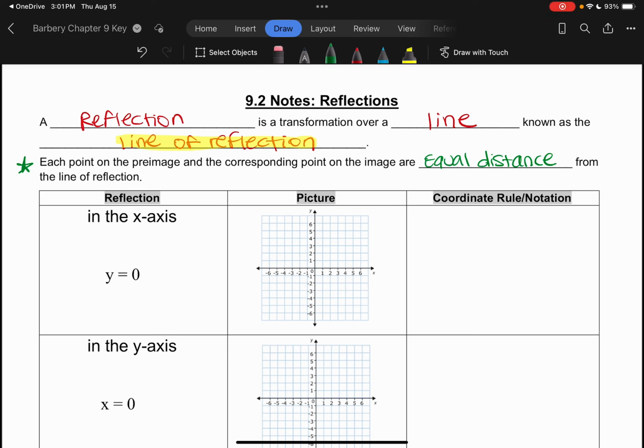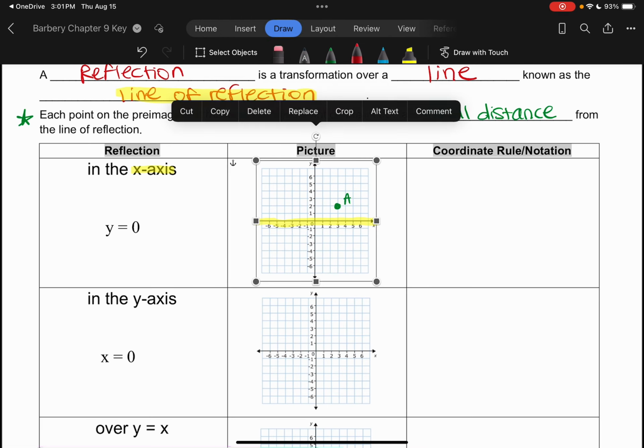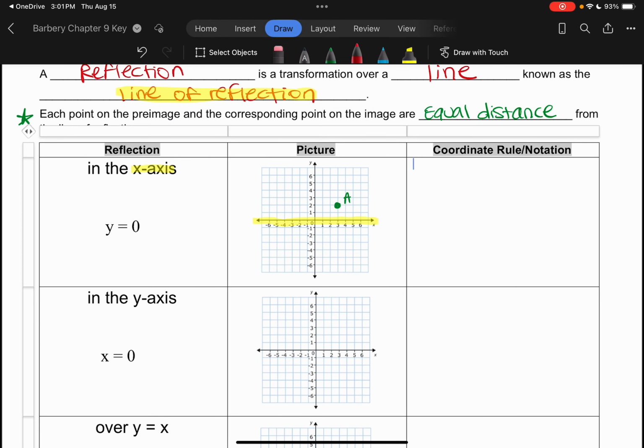So to start off, we're going to look at what a reflection in the x-axis looks like. So my reflection in the x-axis here, there's my x-axis, that is my line of reflection. Let's say, for example, we have the point 3, 2. We have this point A. Let me zoom in a little bit so you guys can see. This point here is 1, 2. So it's 2 away from that line of reflection.